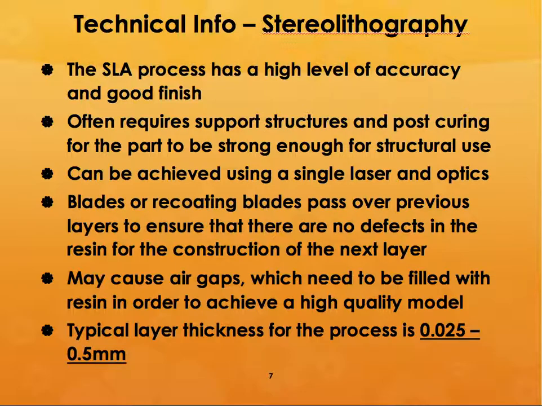parts. It can be achieved using a single laser and optics, and the blades or recoating blades pass over the previous layer to ensure that there are no defects in the resin for the construction of the next layer, because this resin is being used over and over again. You use this blade such that there are no defects or no impurities in the resin, so that it does not mess up the part that is being built.